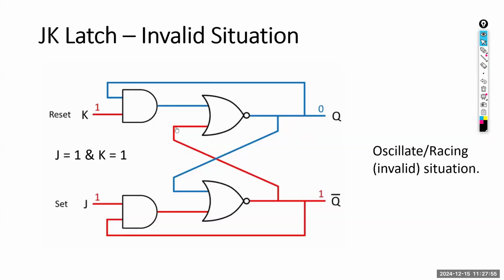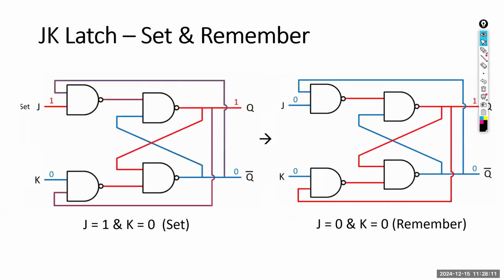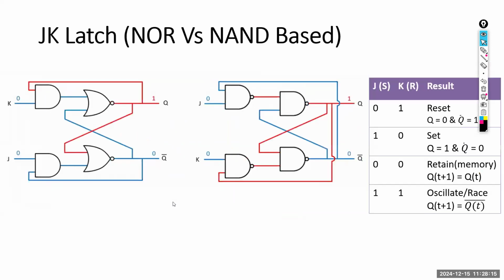Right, so this is a JK latch using NOR gates. Similarly, if you want, you can create a JK latch using NAND gates. Okay. The behavior is the same, just two different circuits. Okay. So this is again set and remember, reset and remember. Okay. So same behavior, just two possible circuits.